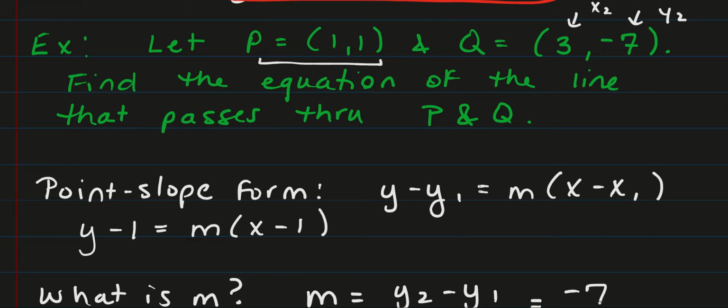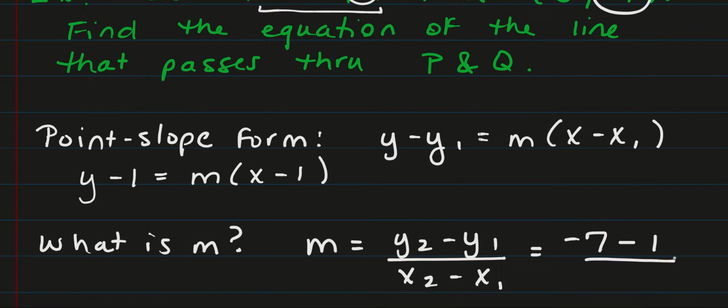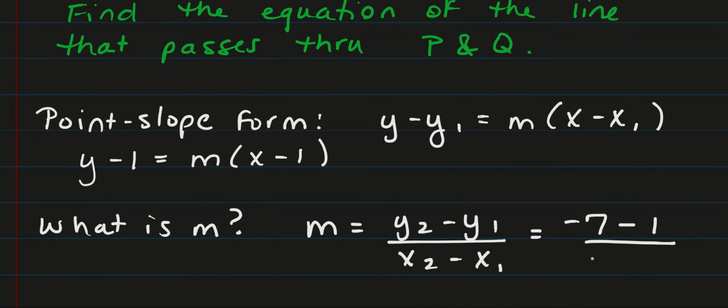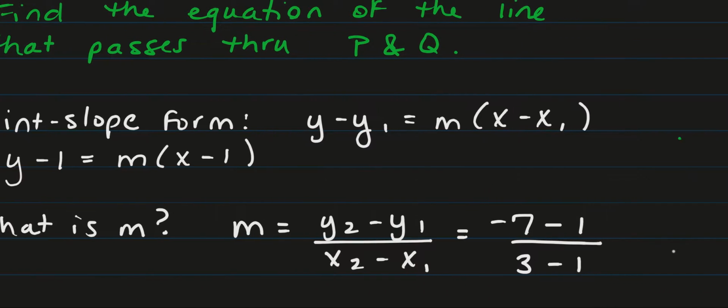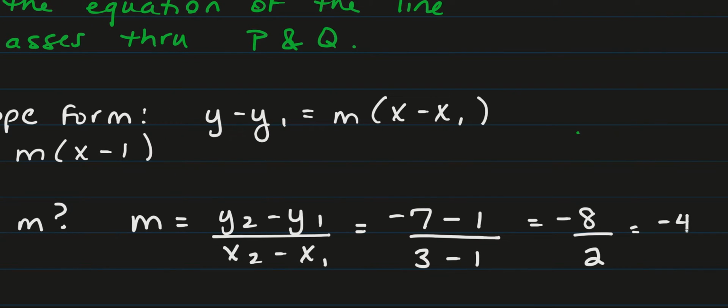So negative 7 minus a 1 over x2, which is 3 minus 1. We're going to simplify this. This is negative 7 minus 1, that's negative 8, over 3 minus 1, that's 2. So we get a negative 4. That's the slope.